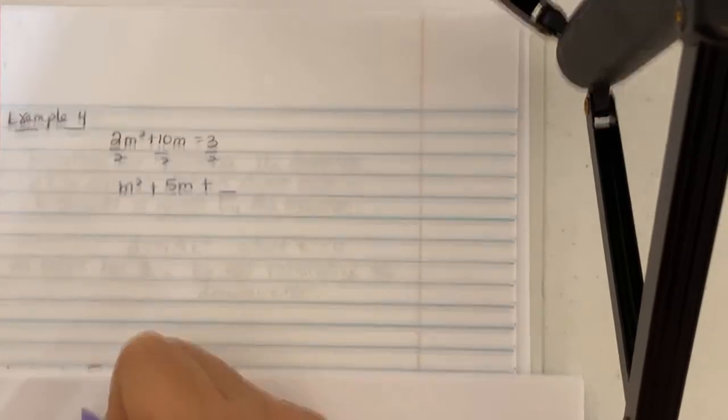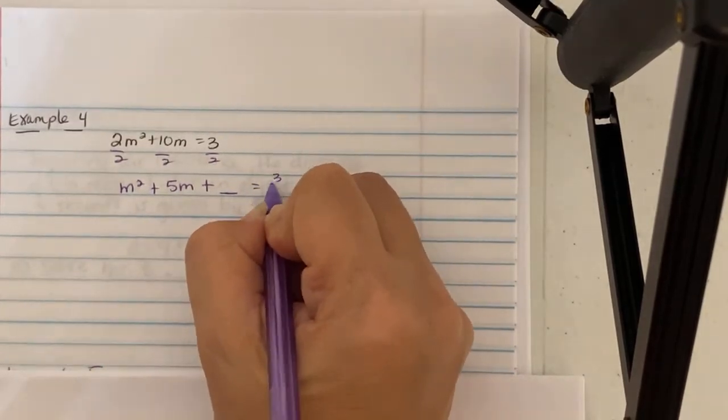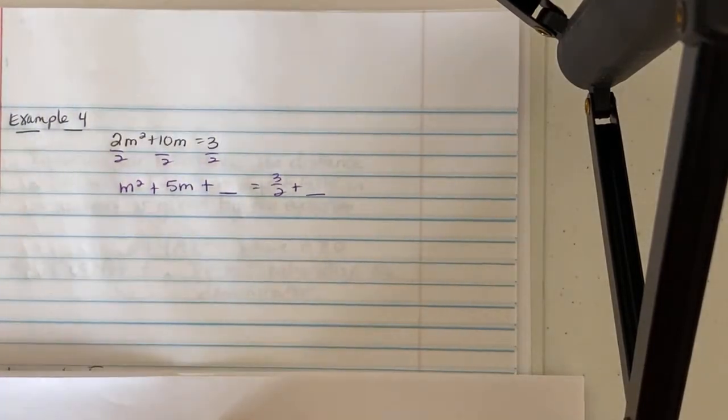I'm going to put a blank in, 3 over 2, and I'm going to put a blank on the other side. The blanks represent the c value. So think of an airplane that has 2 wings. The body's in the middle.